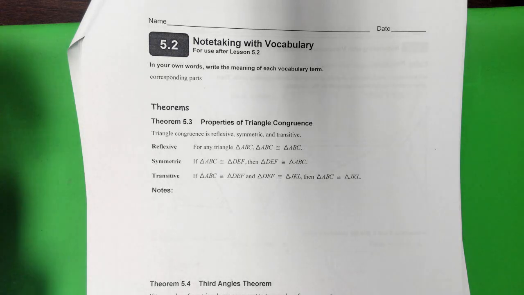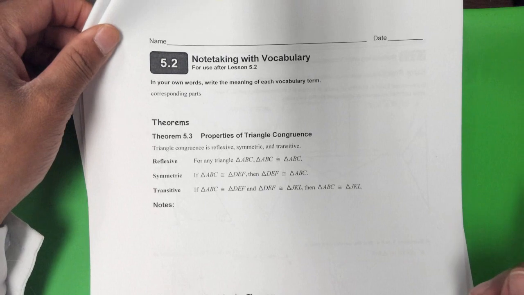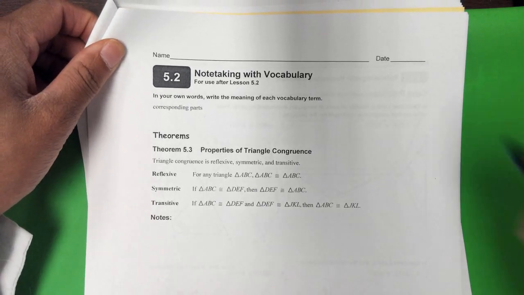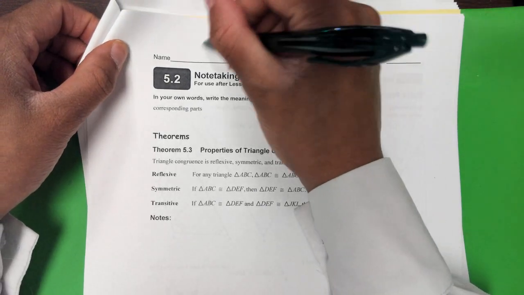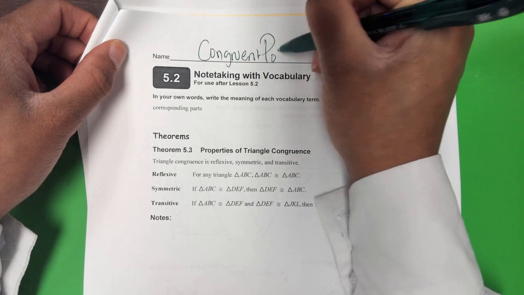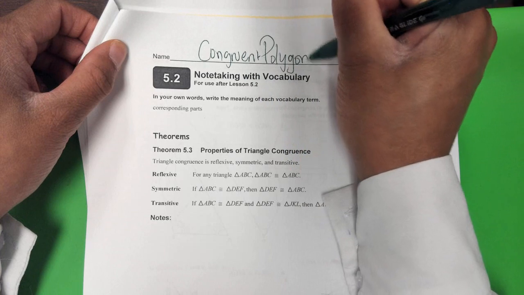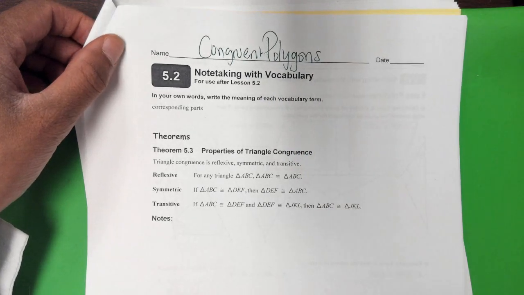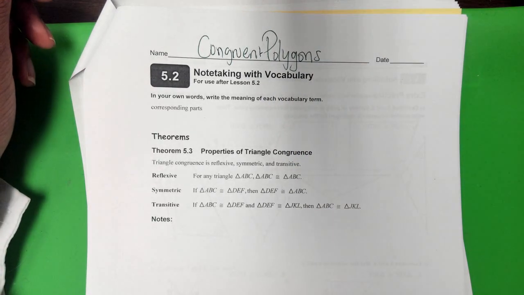Alright class, so this is going on to 5.2. I started on with the note taking with vocabulary. This is over congruent polygons. So we kind of talked about congruent angles. Now we're going to talk about congruent polygons. So this is where you have the more than one sides deal.